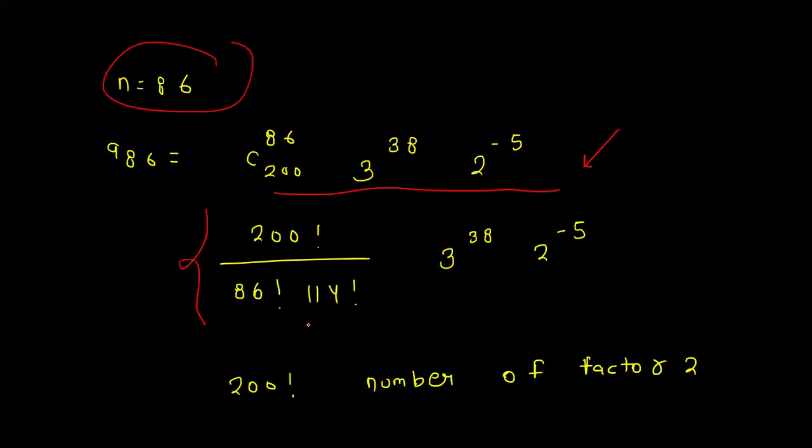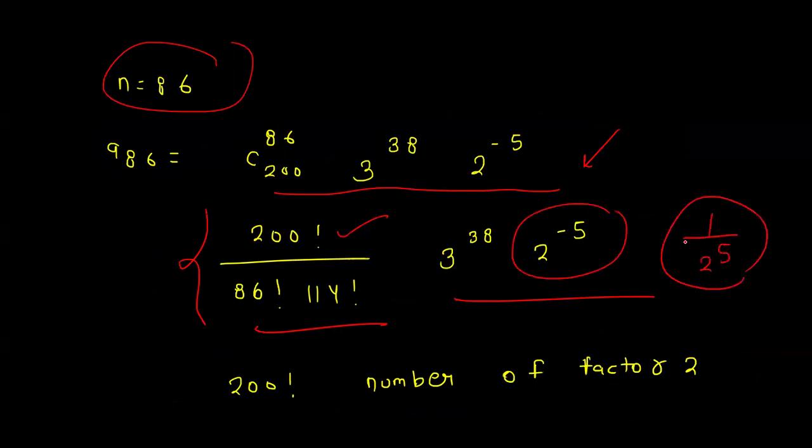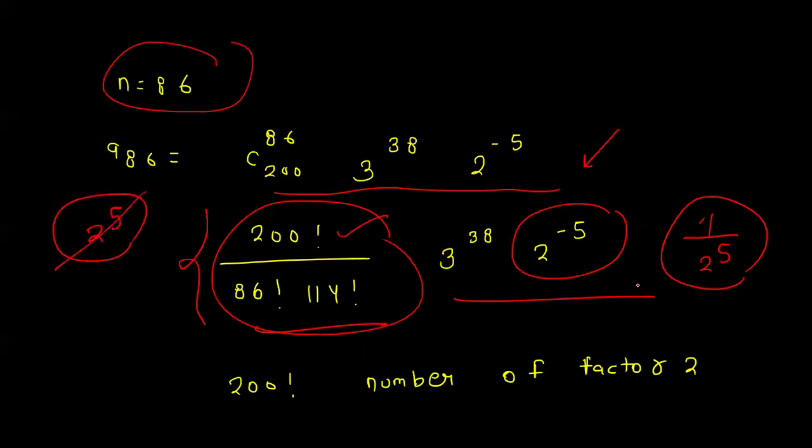So from here you can see this is 200 factorial divided by 86 factorial multiplied by 114 factorial, and here it is this. So there is one possibility: you can count the number of factors of 2 here. Here it is in the denominator, so it is 1 by 2 raised to power 5. But if we have 2 raised to power 5 factor here also, then we can cancel this with this and this can become an integer. So there is a possibility. So let's check how many factors of 2 there are in this number. We can calculate in 200 factorial how many factors of 2 are there.